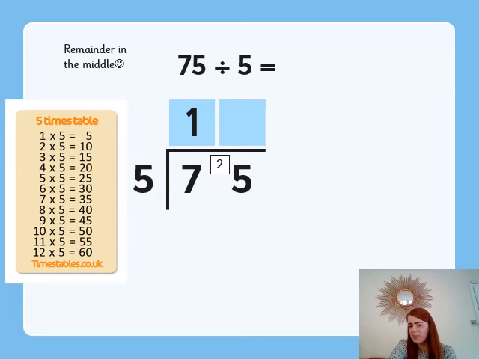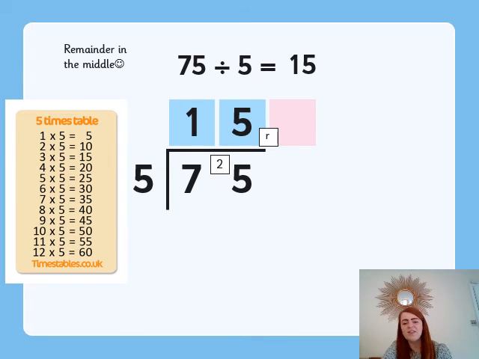Now this changes my question because I no longer just have 5 here, I now have 25. And I need to think, well, how many 5s are there in 25? I wonder if I can use my fingers to help me. 5, 10, 15, 20, 25. So there are 5 5s in 25. So my answer is 15. And is there a remainder? There's no remainder. I don't have anything left over. So my answer is 15.